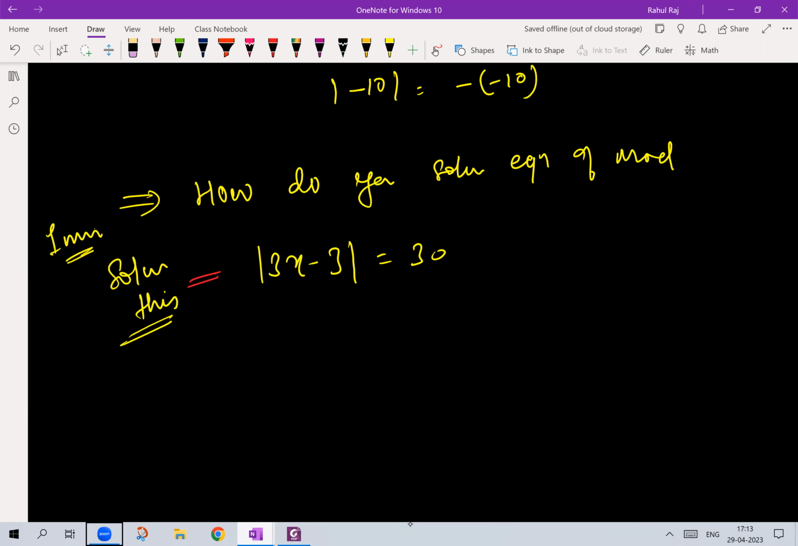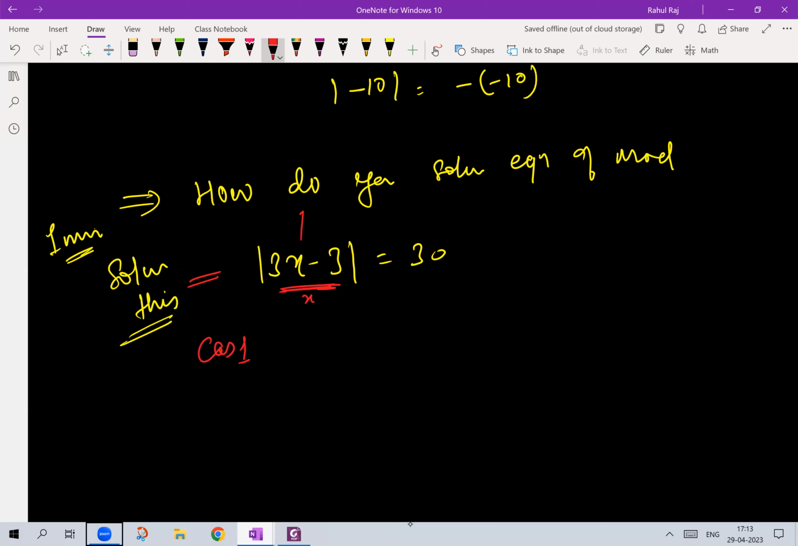So exactly how should you be solving it? Case 1. We know that there is a variable inside. So I'm not sure that 3x minus 3 is positive or negative. Why are we not sure? Because there's a variable attached over here. I don't know what the value of x is. If the value of x is minus 100, this is a negative term. If the value of x is 10, this is a positive term. So we are not sure about it.